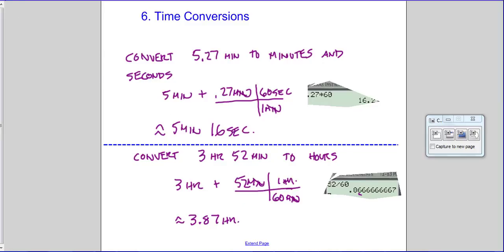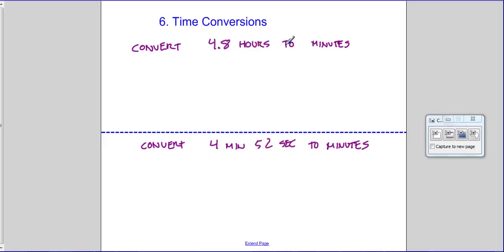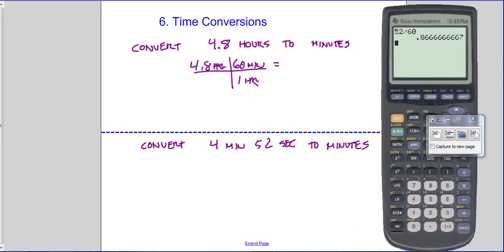2 more, 4.8 hours to minutes. So what I can do here is I got 4.8 hours, and I'm just going to convert to minutes. So for every 1 hour, that's 60 minutes. Okay, the hours cancel, so I just take on my calculator, I just take 4.8 times 60. That's 288 minutes.